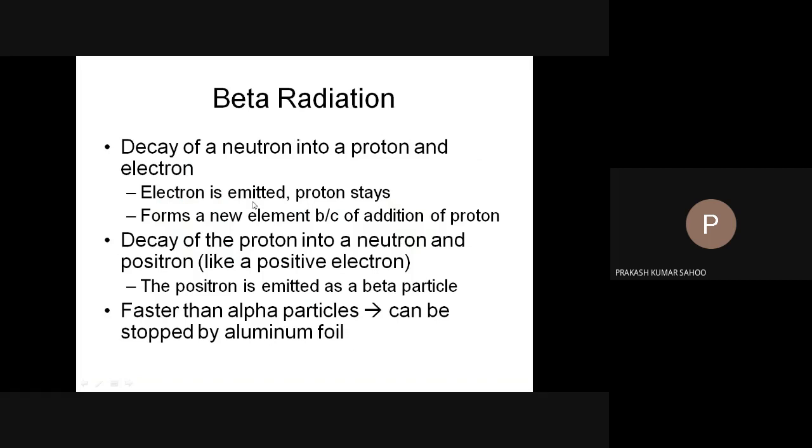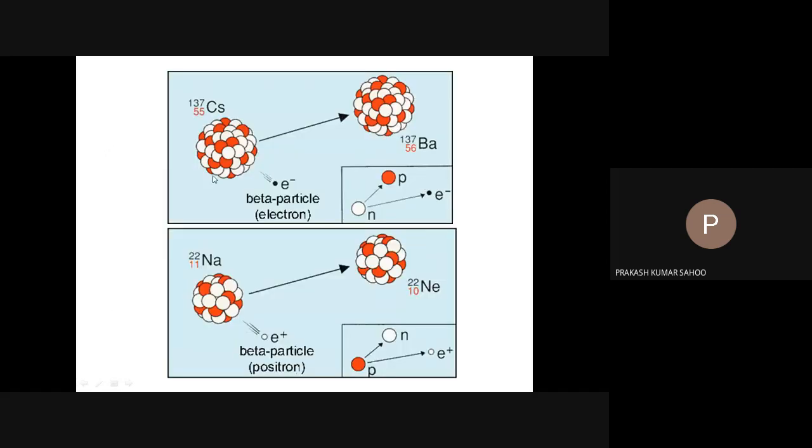Then beta is the same as an electron, that is e minus 1, 0. After beta radiation emission, what happens? The atomic number will increase by 1 unit, and the mass number remains constant. So this is the example, that is cesium 55 137. If an electron or beta particle is emitted, what happens? The 55 becomes 56, because this is e minus 1, 0. So 55 becomes 56, but the mass number remains constant, 137.